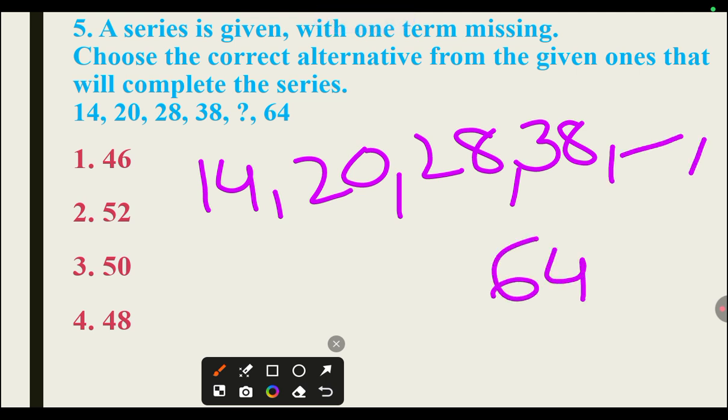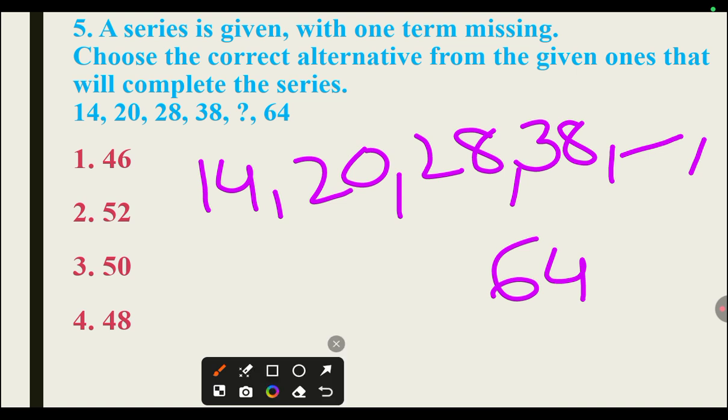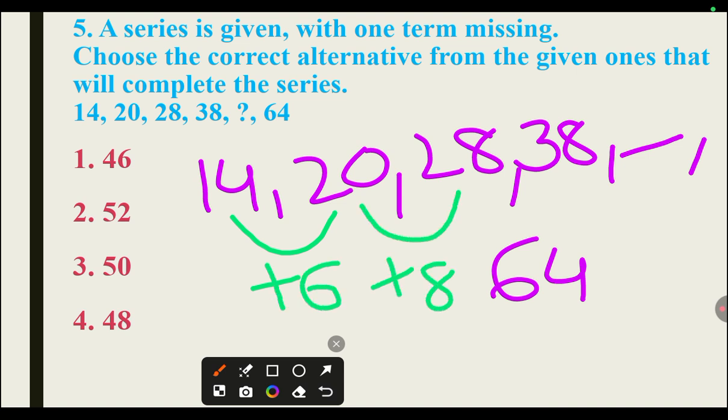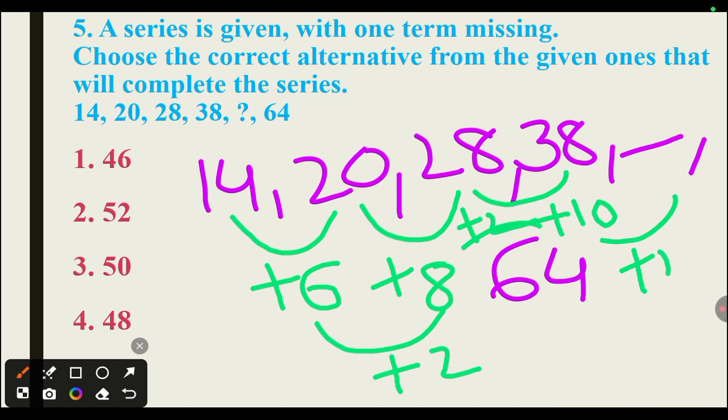So first of all, what I'm doing is seeing what the logic behind this series is. 14 to 20 means I will add 6. 20 to 28 means I will add 8. 28 to 38 means I will add 10. So if you observe properly, a plus 2 logic is going on, right? Here also plus 2 logic, isn't it? So I will add plus 2, then I will get 12.